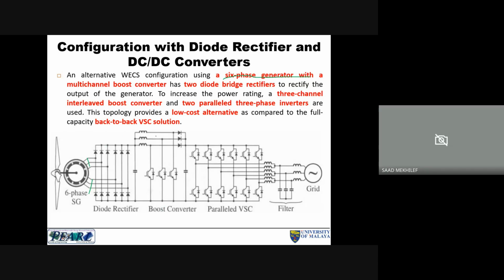And then we have 3 boost converters here, 3 channels, or we call them interleaved boost converters. After that, we have 2 parallel 3-phase inverters. You can see there are 3 parallel here. This is one, and this is the second one here. So these are parallel inverters that are connected directly to the grid, because it is very high power.